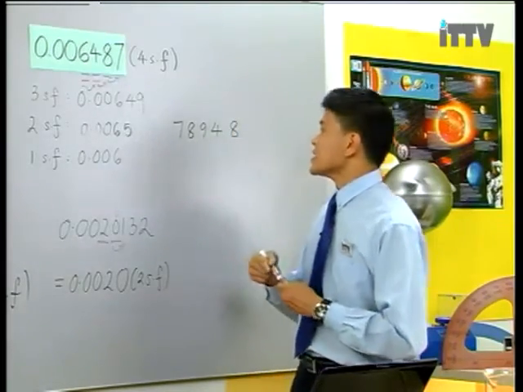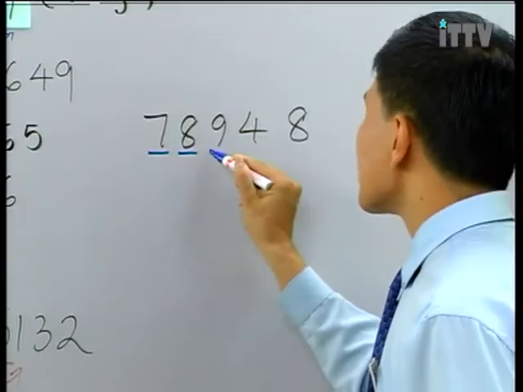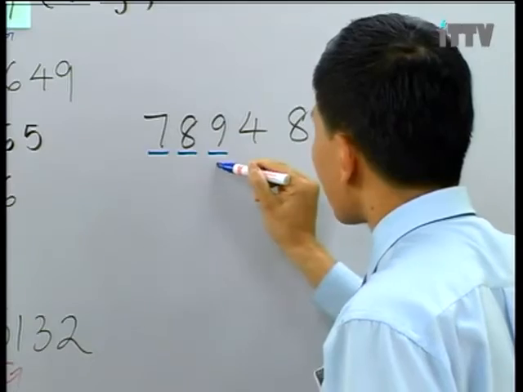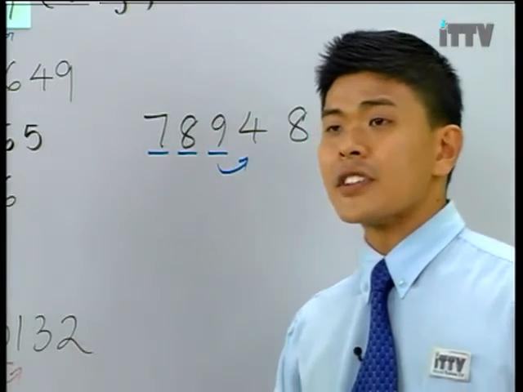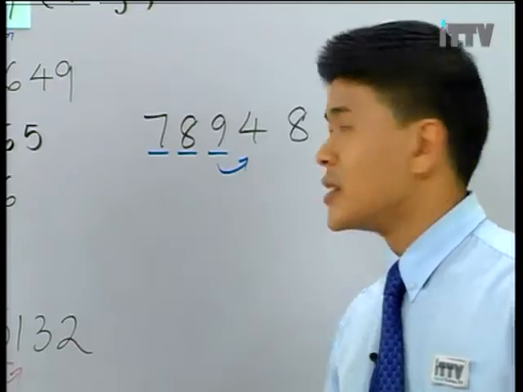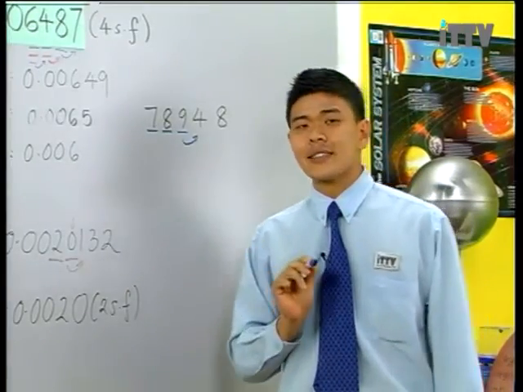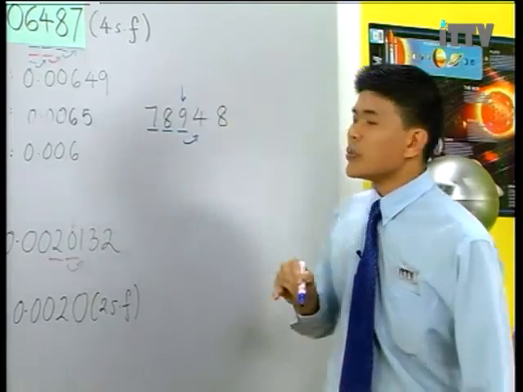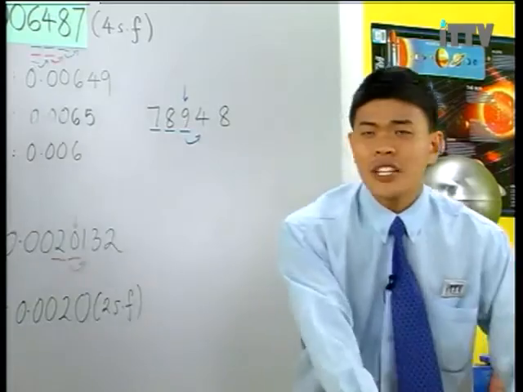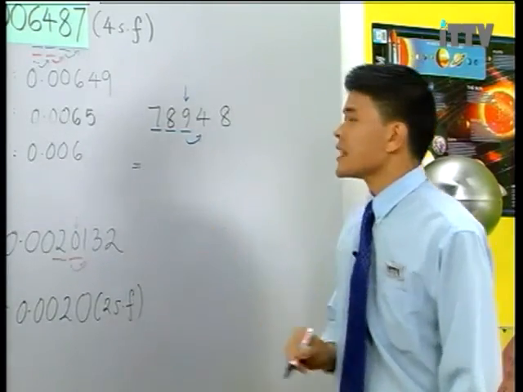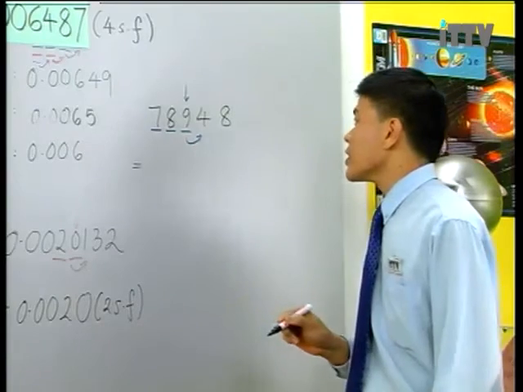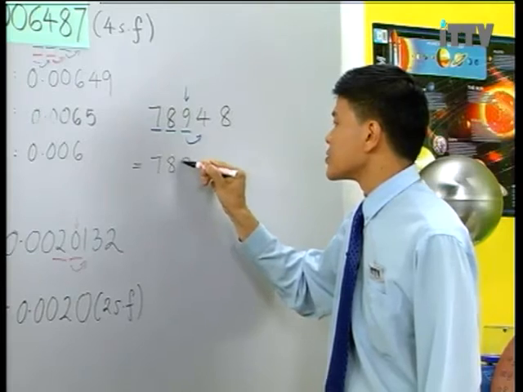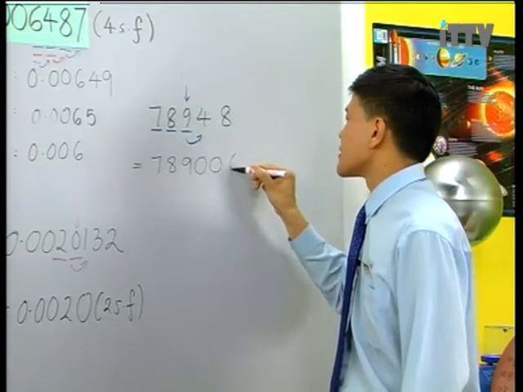3 significant figures. Underline the first 3 starting from left to right. And check the next number after the last underlined digit. 4. It is less than 5. So we need not add 1 to the previous underlined digit. So this makes 78,948, when rounded off to 3 significant figures, simply 78,900.